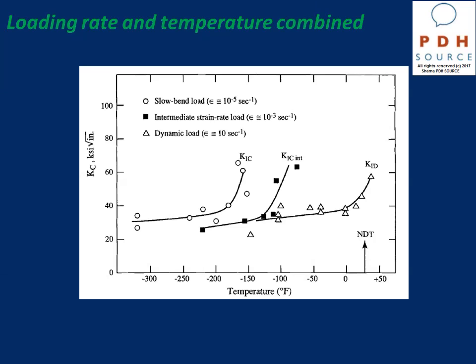Now, let's take a look at the combined effect of loading rate and temperature. This figure shows representative fracture test results for a 50 KSI yield strength structural steel, which was tested at 3 loading rates: dynamic, intermediate, and slow, over a range of temperatures.